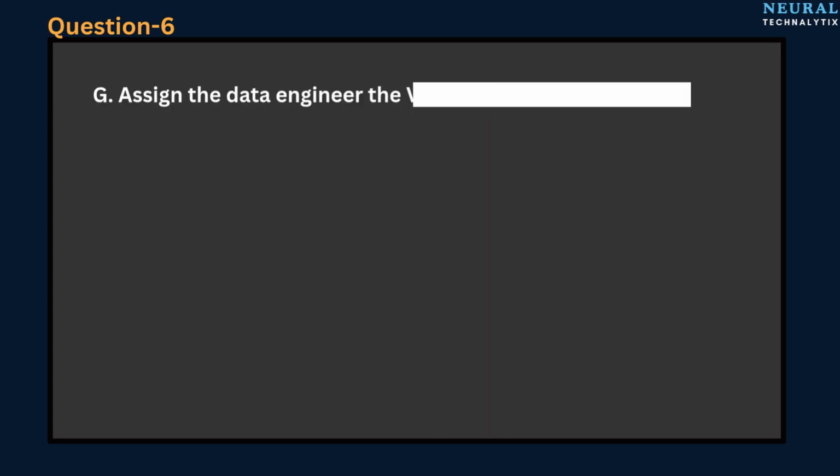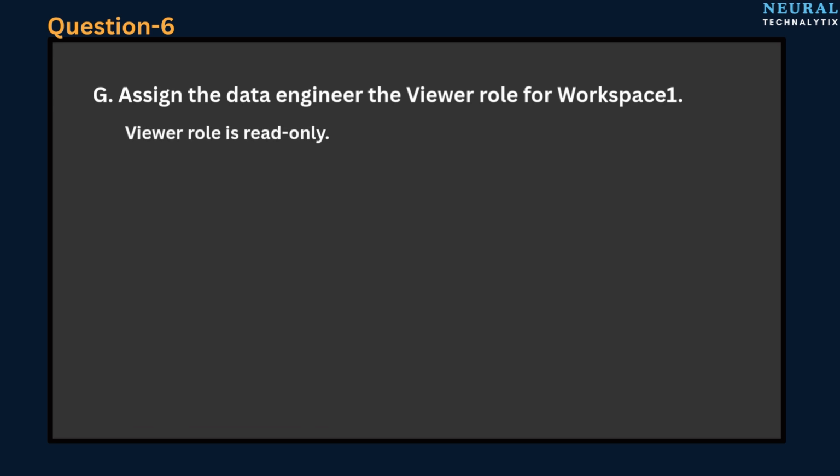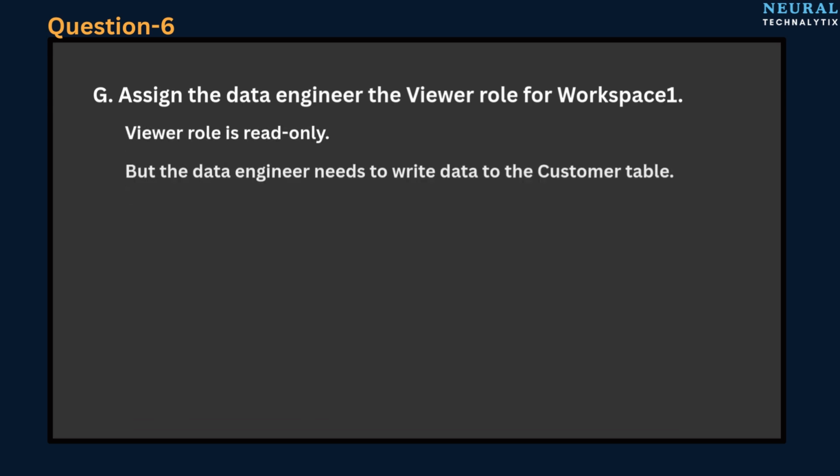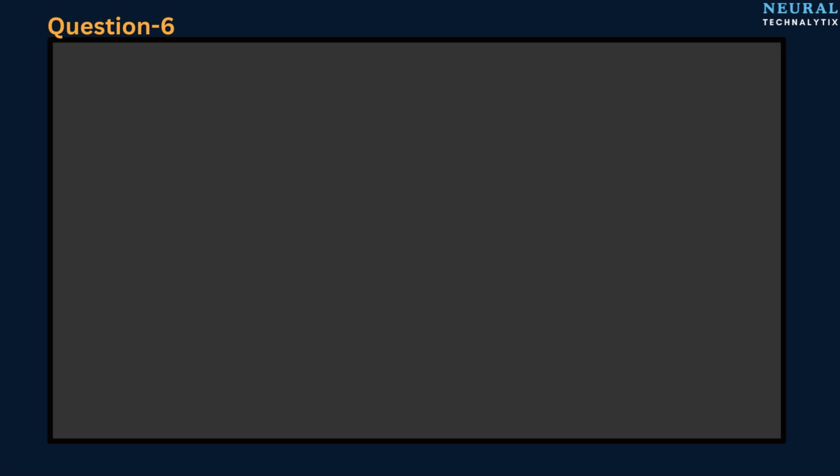Next, option G, viewer role for Workspace 1. Viewer role is read-only, but the data engineer needs to write data to the customer table. So this option does not meet the requirement. Now let's look at the correct path.